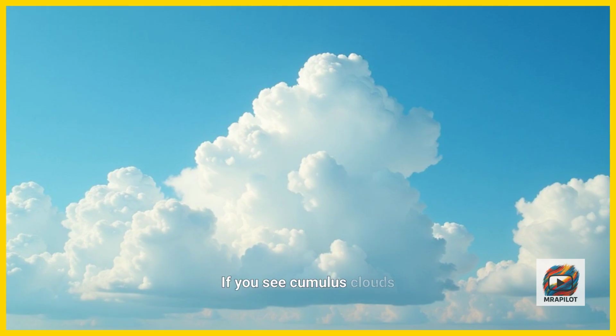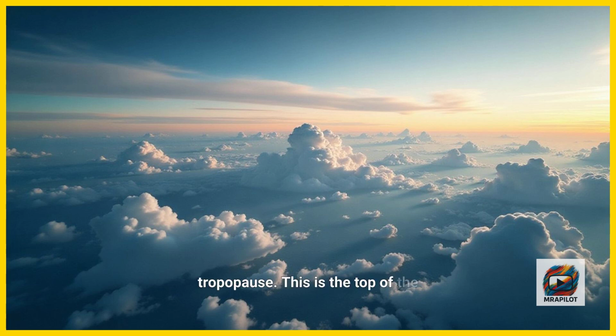Let's talk about vertical development. Cumulus clouds can grow into towering cumulus and eventually into CBs, cumulonimbus, given enough moisture and instability. The more vertical the cloud, the more energetic the atmosphere. If you see cumulus clouds flatten at the top, forming anvils, that's a sign the air has reached the tropopause. This is the top of the weather-producing layer, and it signals mature thunderstorms.